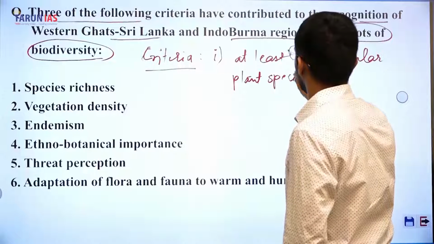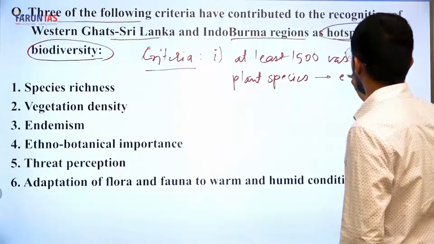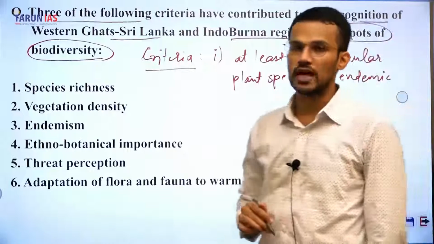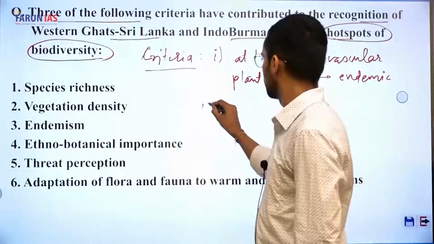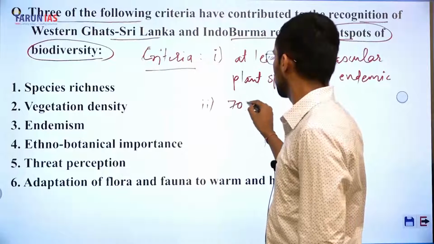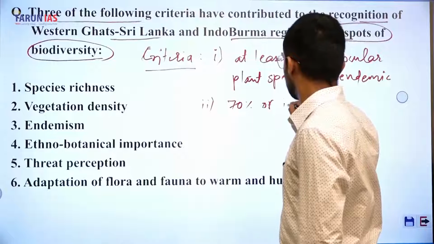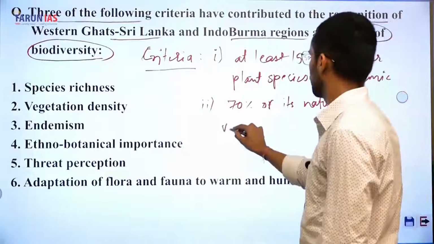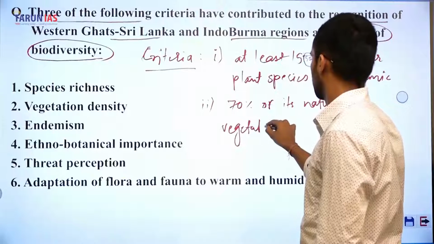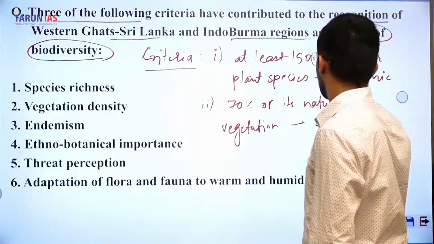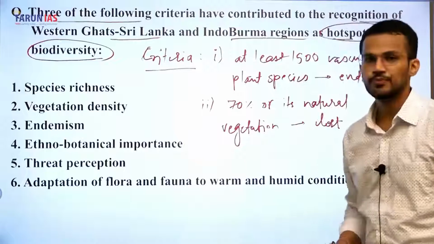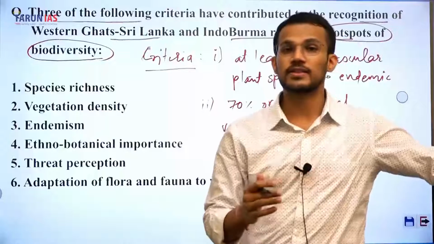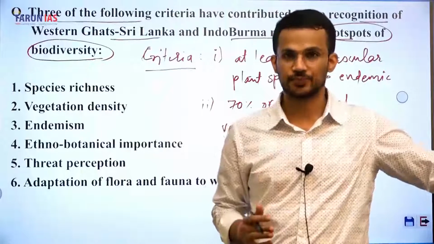At least 1500 vascular plant species should be endemic to that region. And second, 70% of its natural vegetation should have been lost. Right? So these are the two criteria based upon which the biodiversity hotspots are recognized.